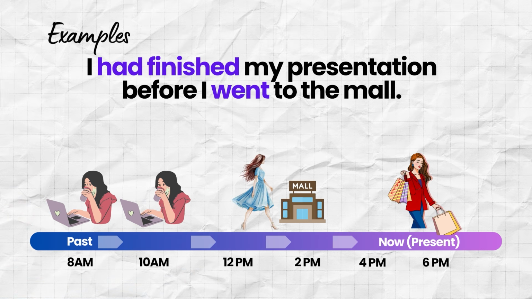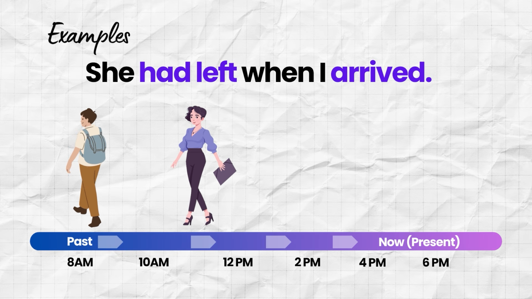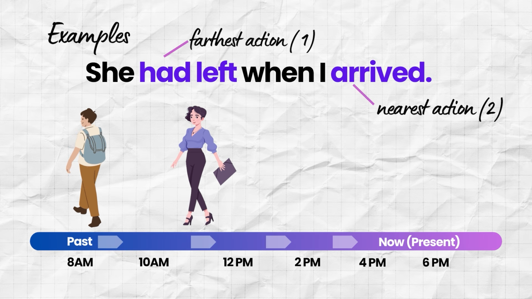I had finished my presentation before I went to the mall. So, I first completed my presentation and then went to the mall. See, using past perfect tense helps describe in what order the events occurred in the past. She had left when I arrived. This means her leaving occurred before my arrival.